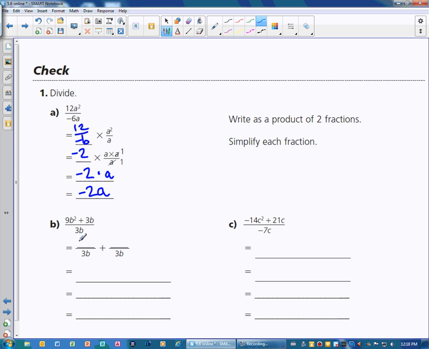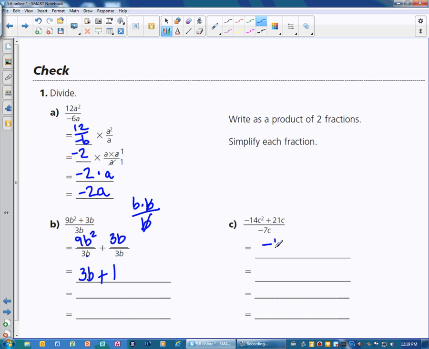Okay, B, divide them into two separate fractions. So I'd have 9b squared over 3b and 3b over 3b. 9 divided by 3 is 3. 2 b's on the top, one of them on the bottom, so that leaves one on the top. Okay, it would be b times b over b, cancel, leaving a b on the top, plus, now anything divided by itself is 1, 3b divided by 3b. So my answer is just 3b plus 1.